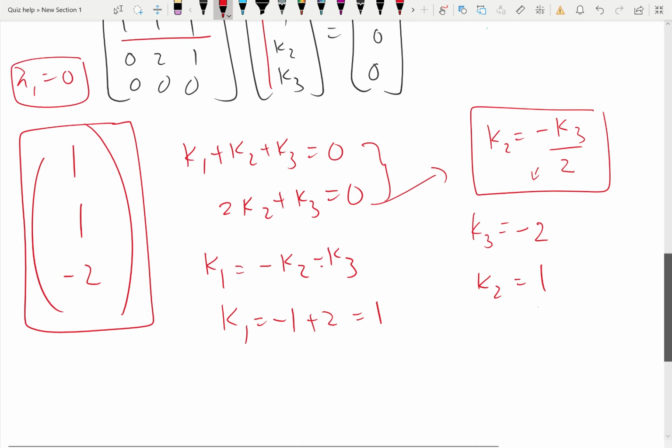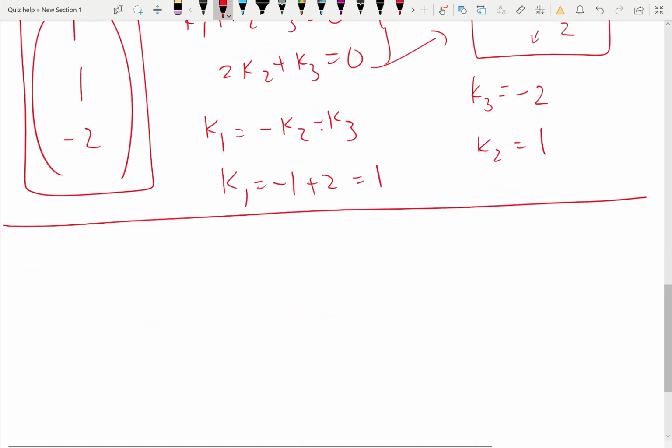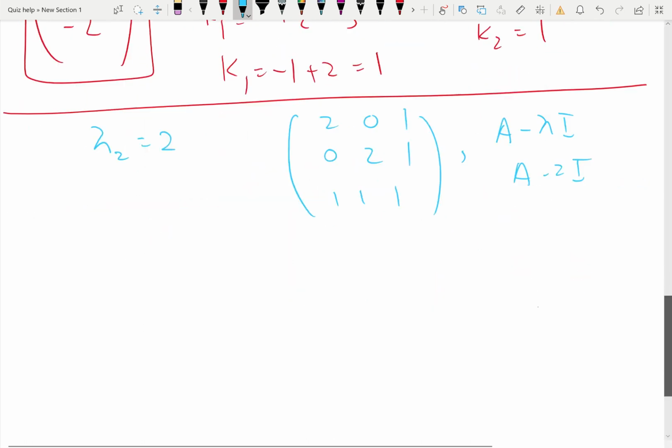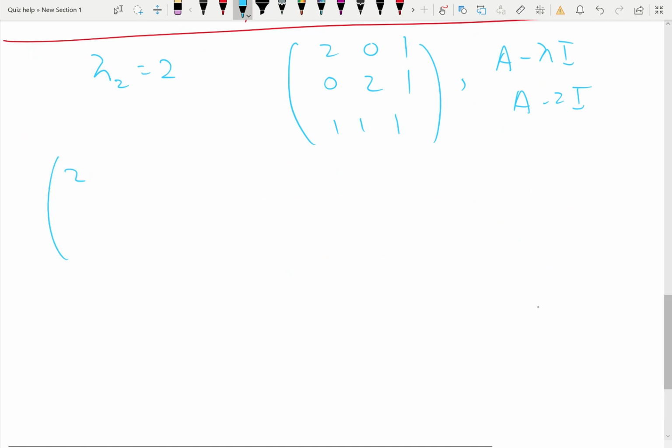So that's done. All right, so let's go and find the second eigenvector. We are using the eigenvalue 2 now. So A is 2 0 1, 0 2 1, 1 1 1. Now you want to find A minus lambda I, that means A minus 2I. So let's find it. A is 2 0 1, 0 2 1, 1 1 1, minus 2 times I, which is 2 0 0, 0 2 0, 0 0 2.